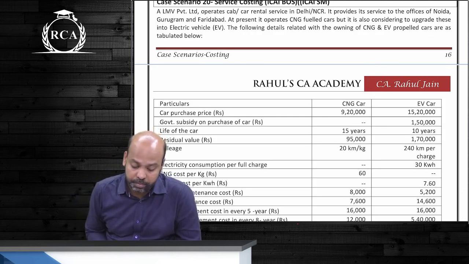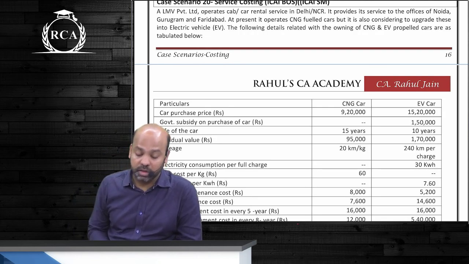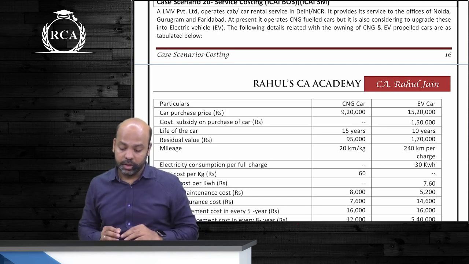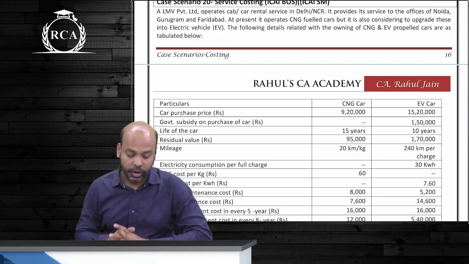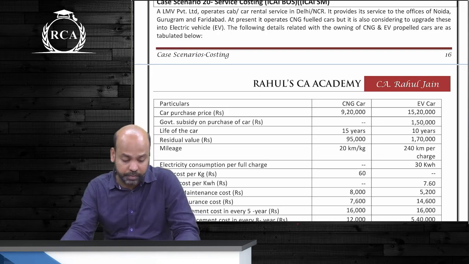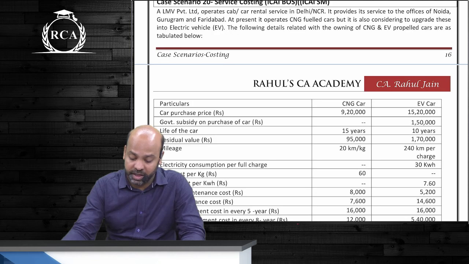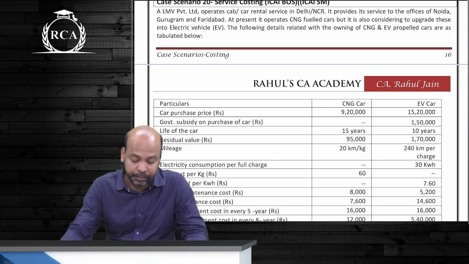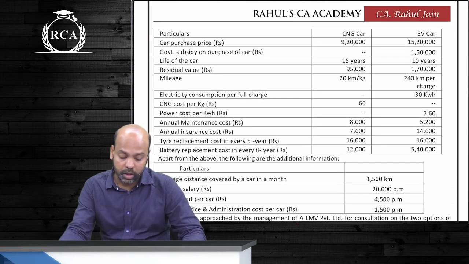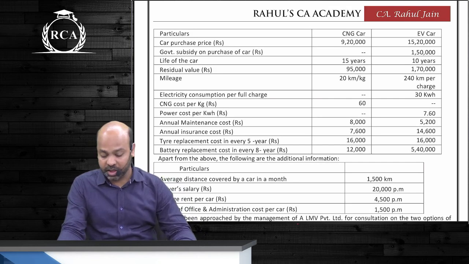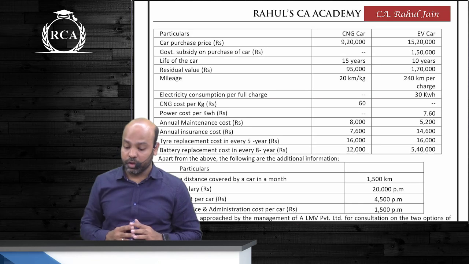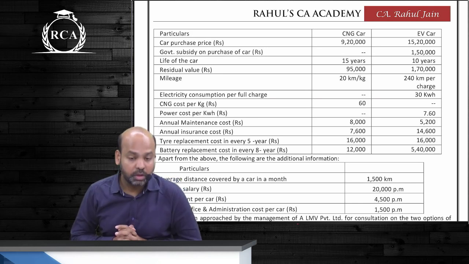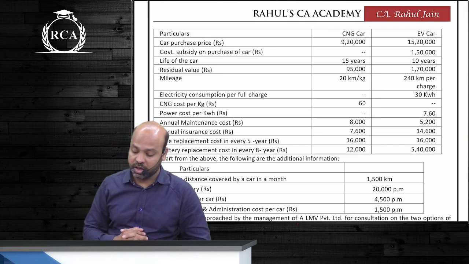LMV Private Limited operates a cab or car rental service in Delhi NCR. It provides a service to the offices of Noida, Gurugram and Faridabad. At present, it operates CNG fueled cars, but it is also considering upgrading these to electric vehicles. The following details relating to owning CNG and EV propelled cars are tabulated below. The purchase price of a CNG car is 9,20,000. An EV car is going to cost you 15,20,000. Government subsidy on purchase of the car is 1,50,000.